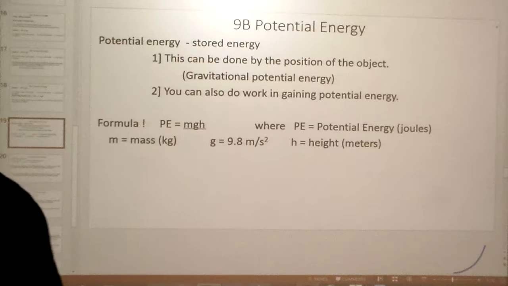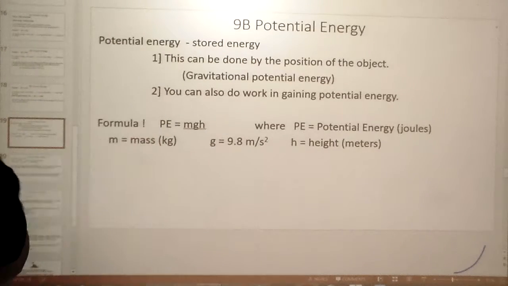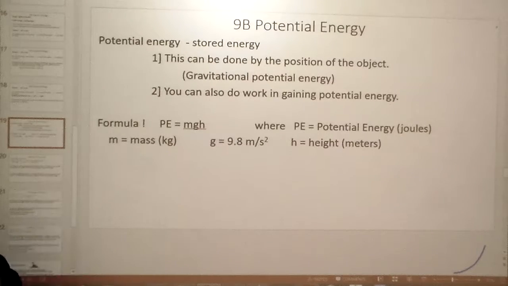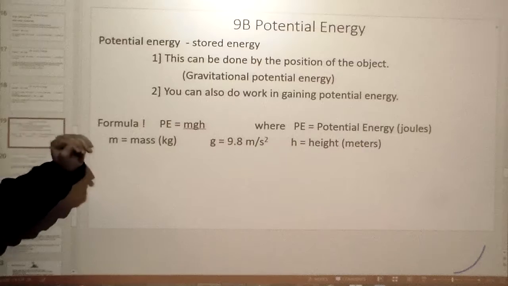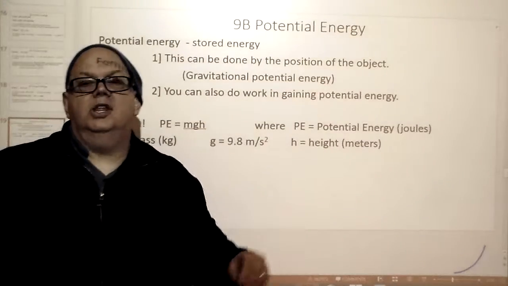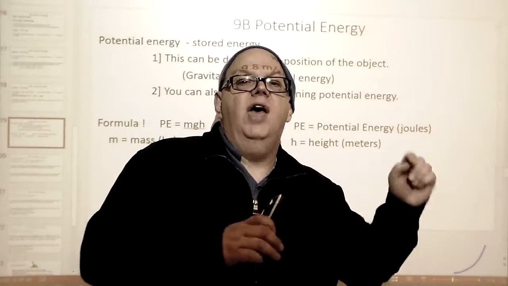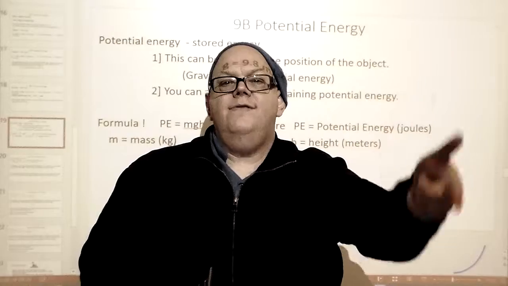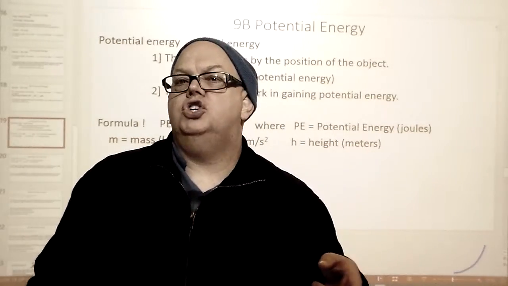The next kind of energy we're going to look at is potential energy. In physics, potential energy is based on the position of the object. And specifically, we're looking at gravitational potential energy. In other words, the potential energy you get based off of how high up you are and the effects of gravity.